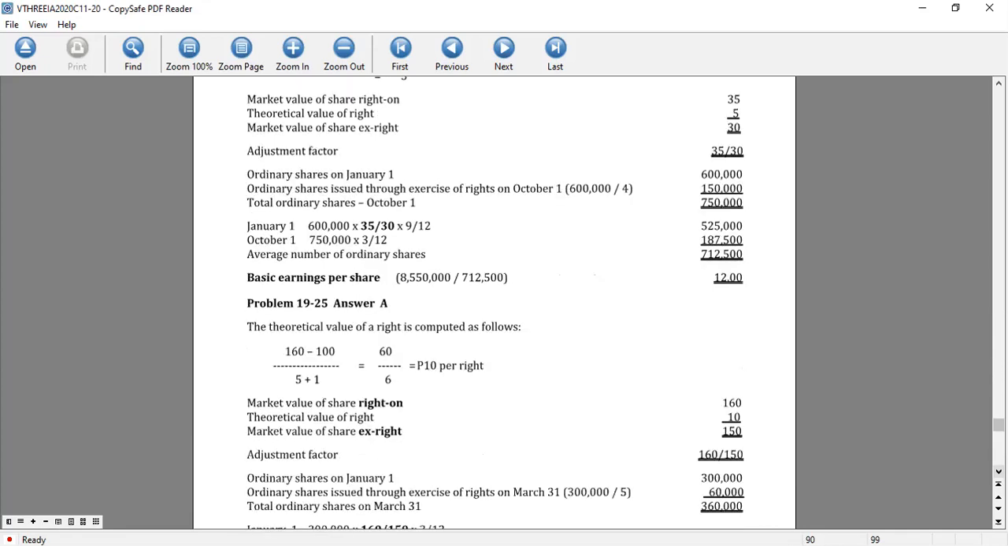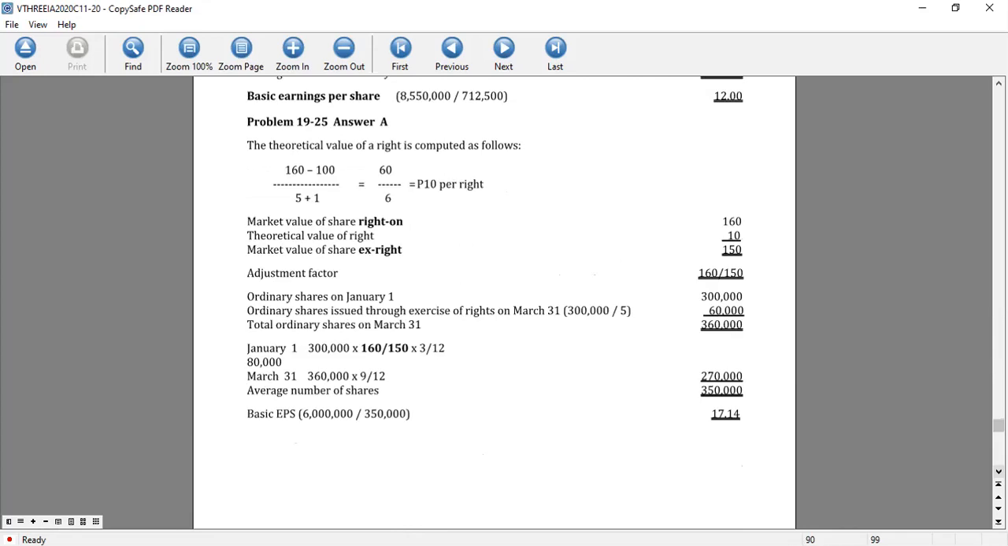Now we have 19-25. The theoretical value of a right is 160. That's number 25. 160 minus the theoretical value of 10. So the market value of share ex-right is 150. Adjustment factor is 160 over 150. So the ordinary shares on January 1 given for 300,000. Then the ordinary shares issued through the exercise of the rights, 300,000 divided by 5.